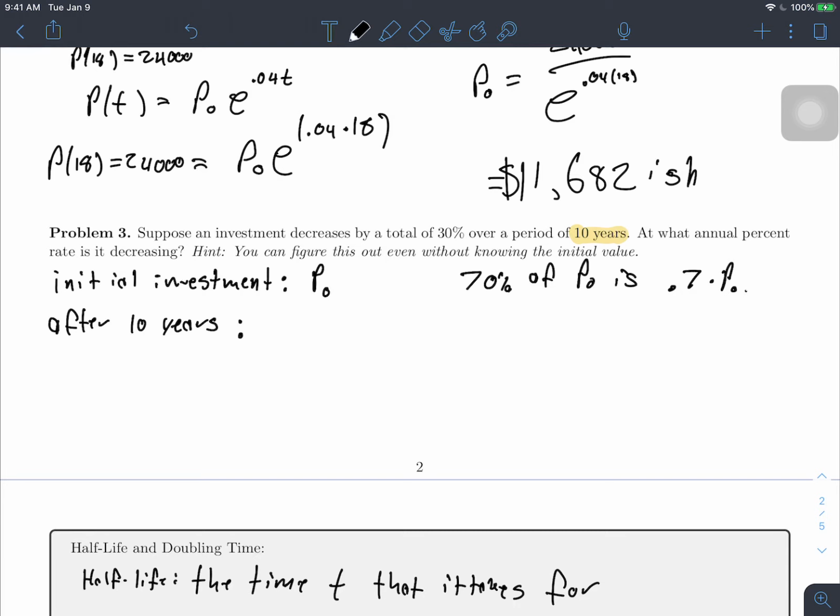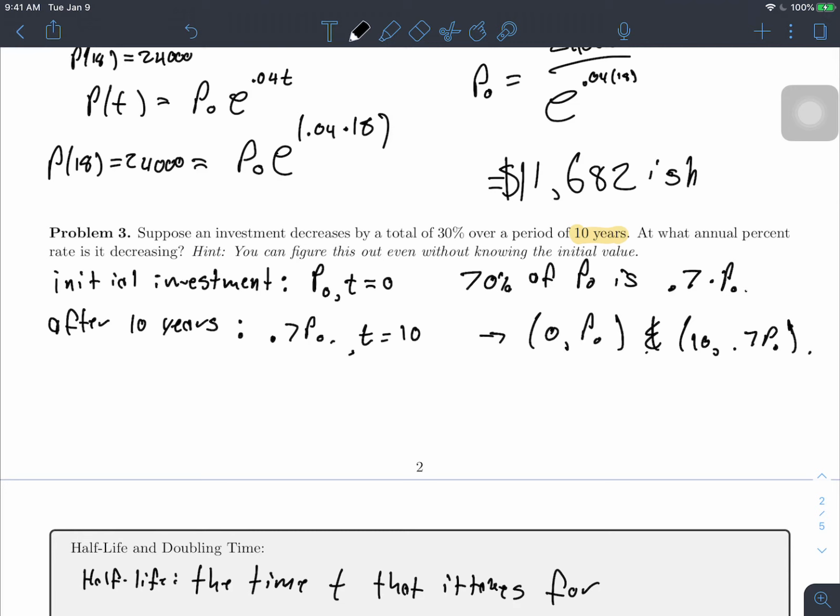Okay, so we know after 10 years we have 0.7 P naught. So what is this telling us? This is telling us we have 2 points. If I have my initial investment, what's time? T equals 0 at the initial investment. And after 10 years, T is equal to 10. So we can think of this as giving us 2 points on a graph, right? The first point is 0, comma, P naught. And the second point is 10, comma, 0.7 P naught.